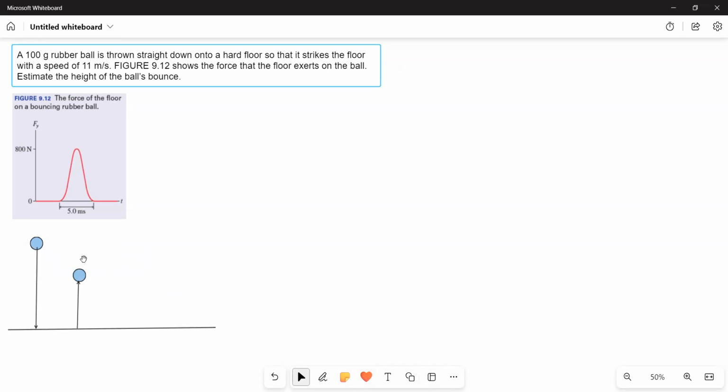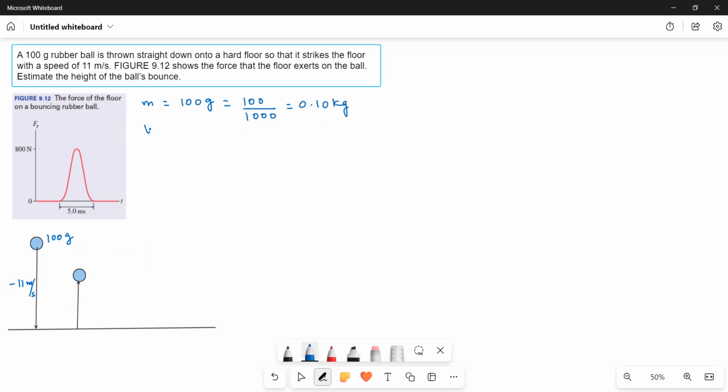Now let us write down the data. This is 100 grams, falling down, so the velocity will be 11 meters per second, and then it goes up. The mass of the ball is m equal to 100 grams. I will have to convert it into kilograms. Therefore, this is equal to 100 by 1000, that is equal to 0.1 kilograms. Then the initial velocity is given as 11 meters per second.